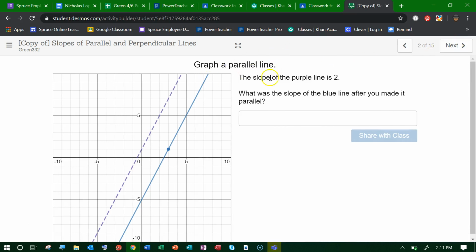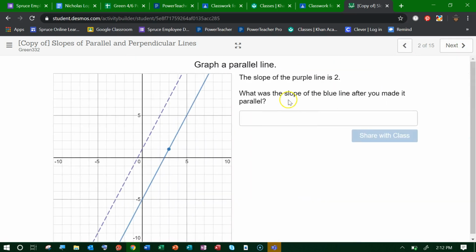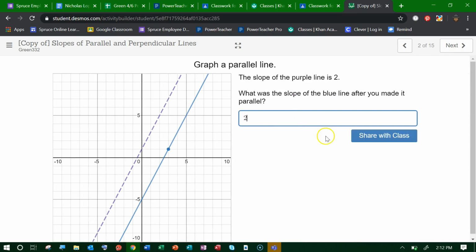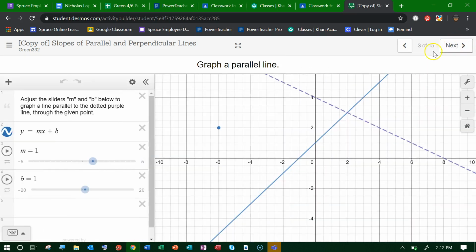So it told you the slope of the purple line is 2. So what was the slope of the blue line after you made it parallel? Well, if I go back and look at the line that I made, the slope is 2. So it ended up also with a slope of 2. Okay. I see Terry answered this with 2, and some other folks answered with other numbers, but the slope of the line should have been 2. Okay. So let's look at this.